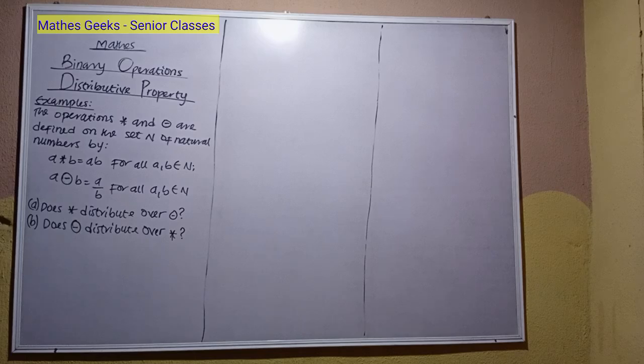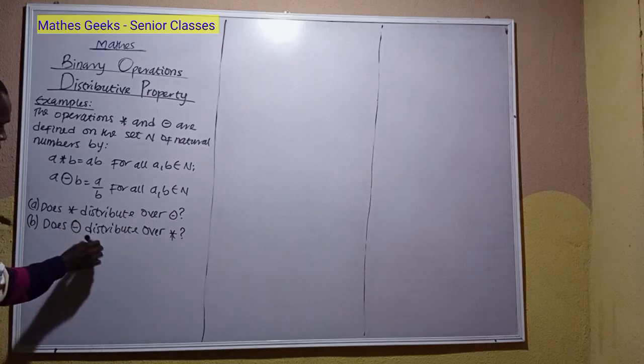The operations star and O are defined on the set N of natural numbers by A star B is equal to AB for all A and B members of N. A O B, which is A operation B, is equal to A over B for all A and B members of N. Does star distribute over O? Does O distribute over star? Solution.